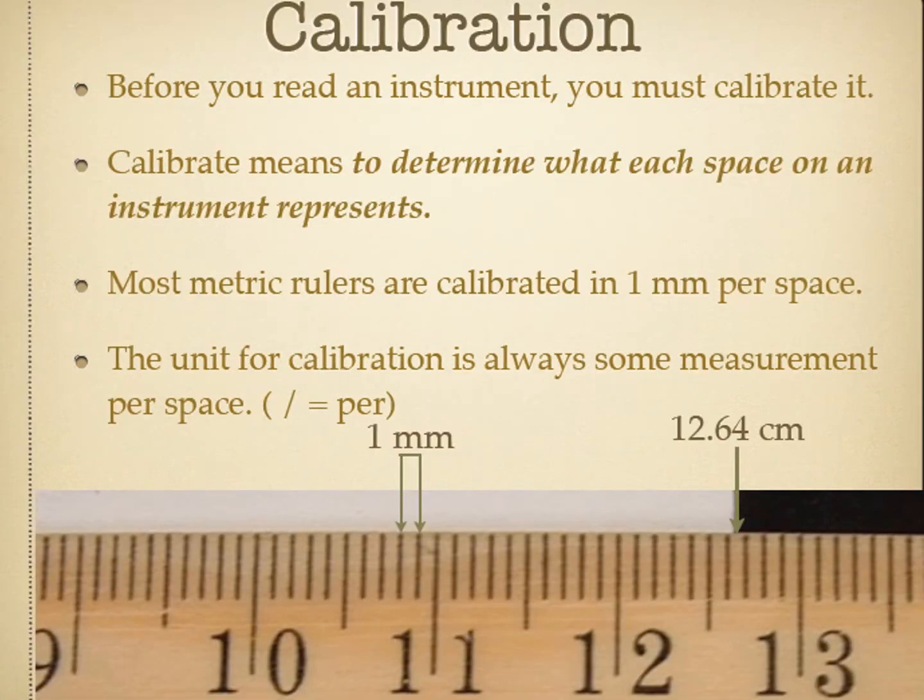So, a quick review on calibration. Remember, in a metric ruler, it's always 1 millimeter per space. So for example, this white piece of rectangle will go to 12.5, 12.6, and then you estimate that last number. So it's roughly maybe 12.64, 12.65 centimeters, because that's what rulers are measured in.